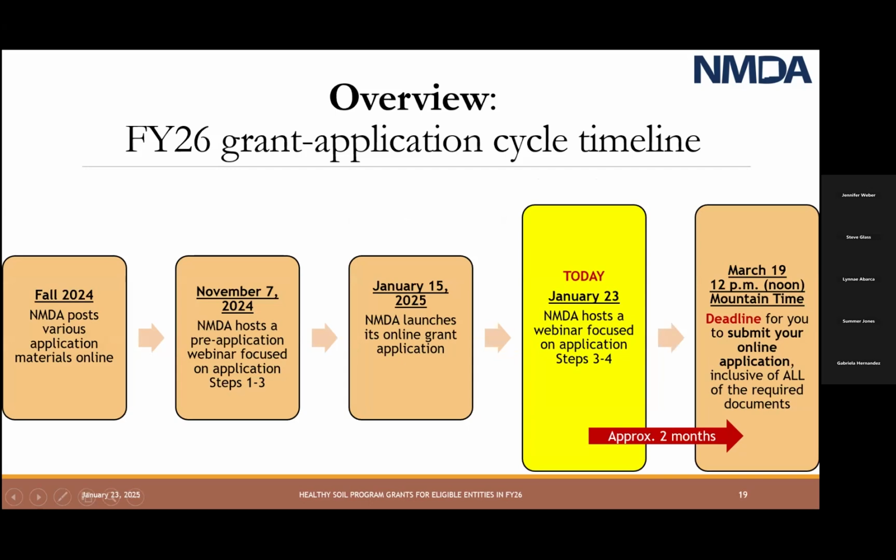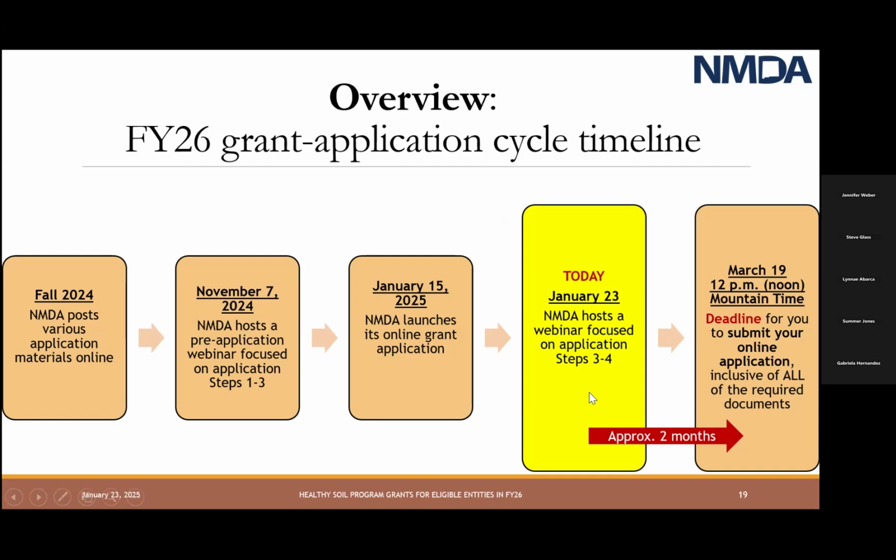Okay, so just a broad overview of what we covered today, where we're at as far as in the application cycle. Back in the fall, we did post quite a few of our application materials online so that you could get prepped for that. As Katie mentioned earlier, on November 7th, we hosted a pre-application webinar to get everyone ready and prepped to complete steps 1 through 3. That information is still available on the website as well, so you can go back and take a look at that. January 15th, that's when the application actually launched online, so it is live right now.